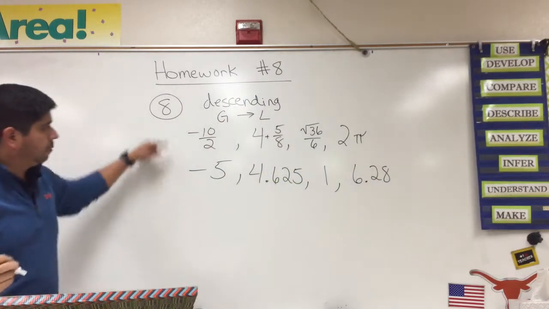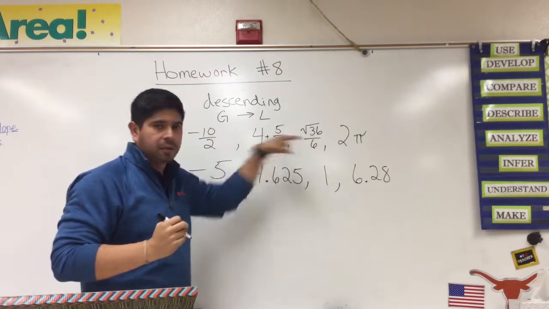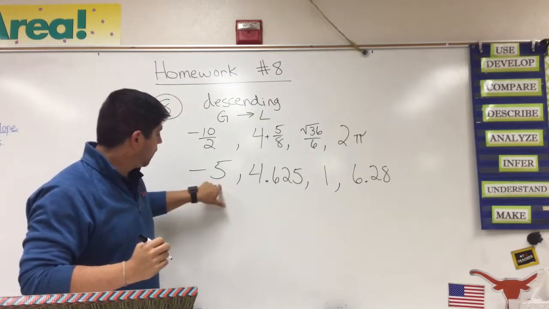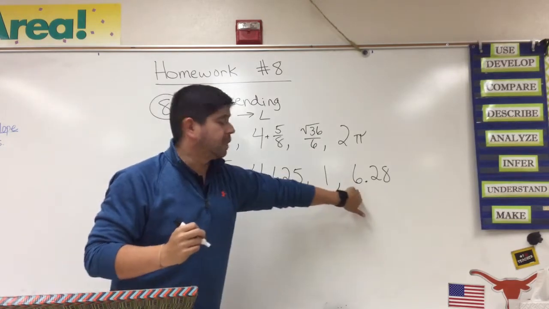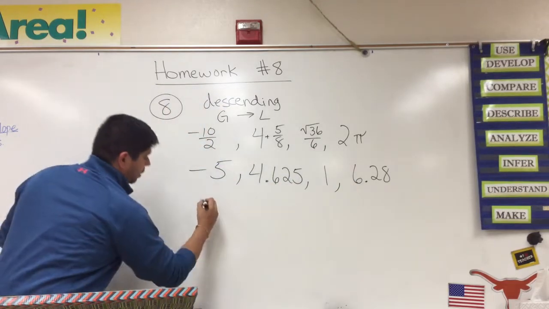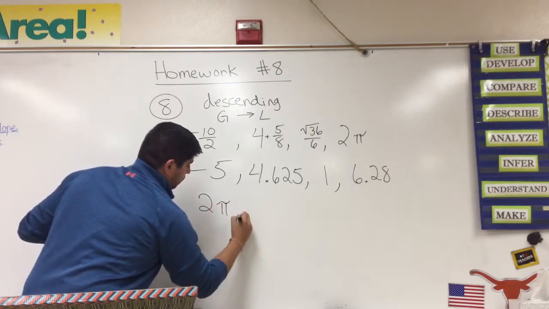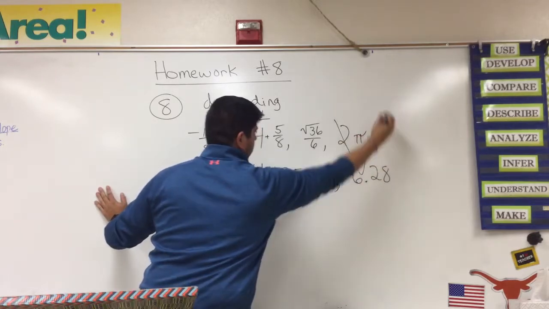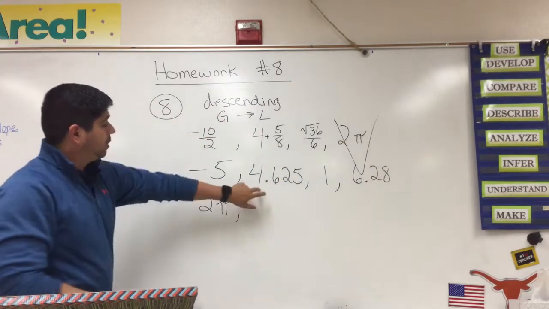So when I write this in order from greatest to least, remember I'm going to use these original numbers here. So the biggest number I have, negative 5, 4, 1, 6. So that's my biggest number. So 2 pi is going to go first. Okay, that takes care of that one. Next will be the 4.